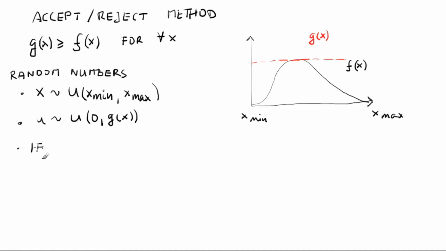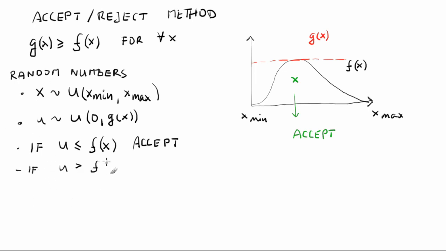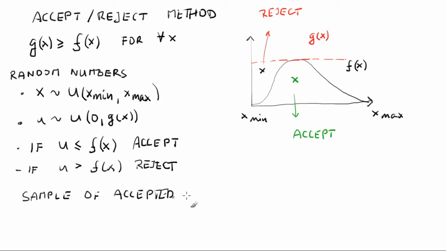If u is less than or equal to f of x, then we can accept the value of x into a random sample. Otherwise, we reject it. The x values filtered this way follow the distribution f of x.